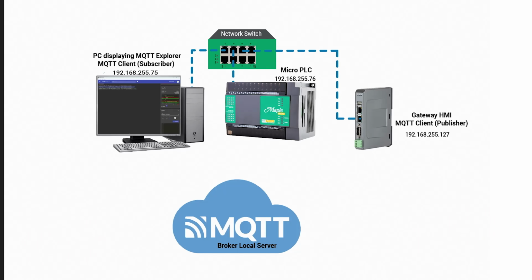Now here's a network diagram on how MQTT communication will work in this example. The PLC is connected to the CMT G01X gateway over Ethernet using Modbus TCP/IP, so they are sharing the same subnet. And the PC running a local Mosquitto server acts as the broker, so all the IP addresses must be on the same subnet, which is 255 for this example, to communicate with one another.